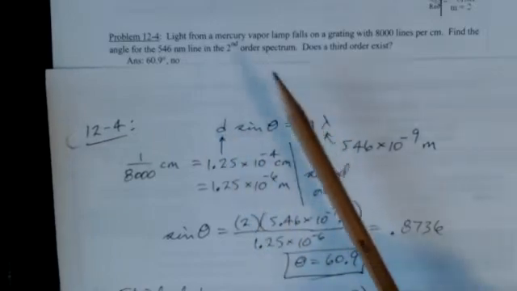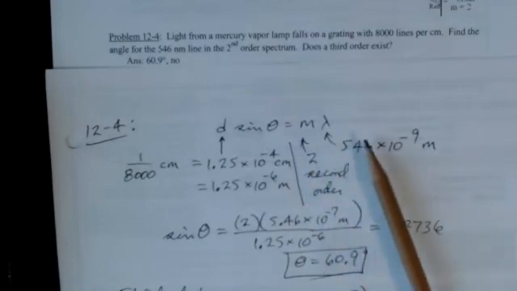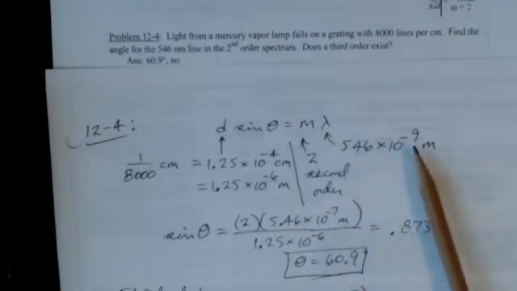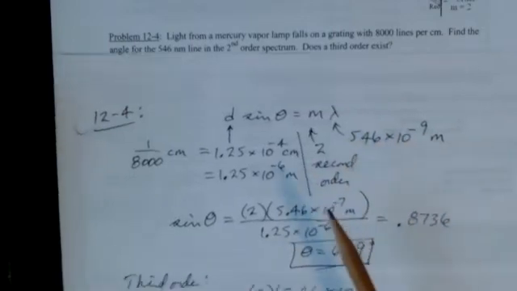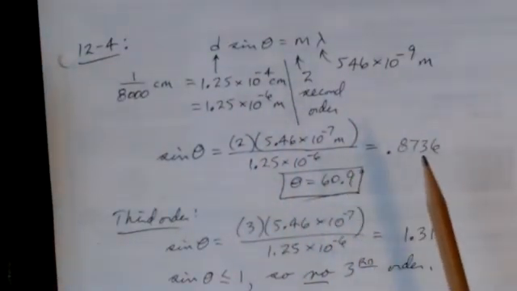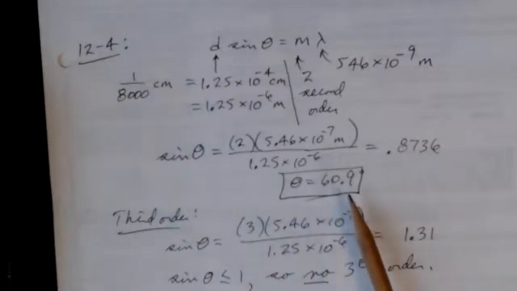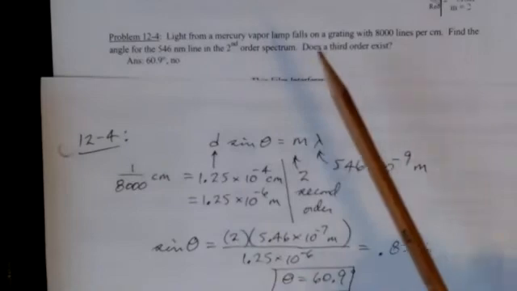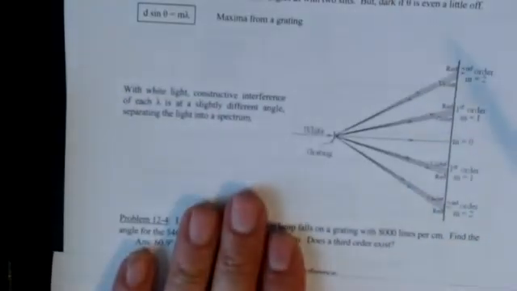m is equal to 2 because it says to find the angle for the second order spectrum, and then 546 nanometers. Nano means 10 to the negative 9. So you do the math, and just like in the other example, dividing that out gives you the sine of the angle. You then have to take the inverse sine, and it comes out a little over 60 degrees. And then there's a second half to the question: does a third order exist? In other words, does the pattern repeat yet again somewhere over here and also somewhere down here?